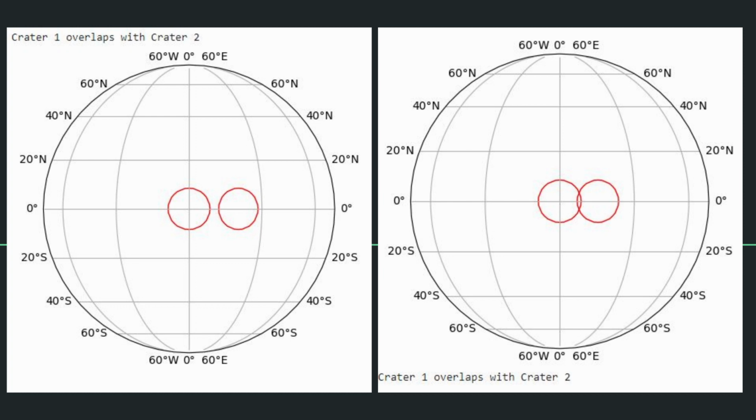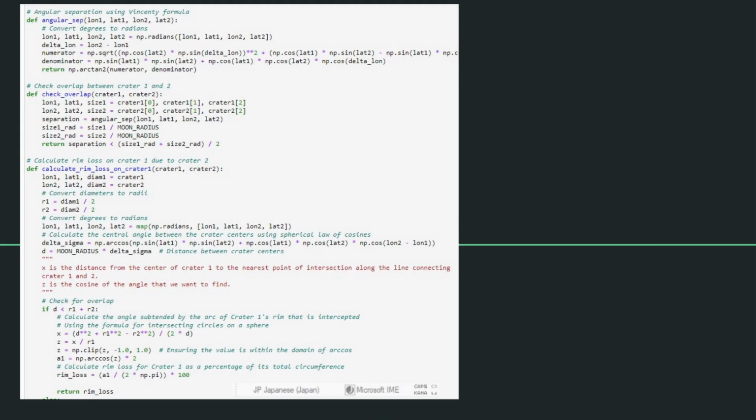Not only did I compute 10 test cases for my original test craters, I performed more tests on 2, 3, and 4 crater systems. It was completely accurate. I was very happy and eager to move on to the next part of the simulation. The next step in the simulation was the rim loss calculation.